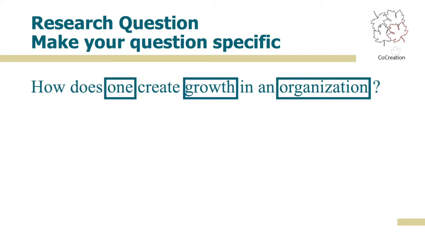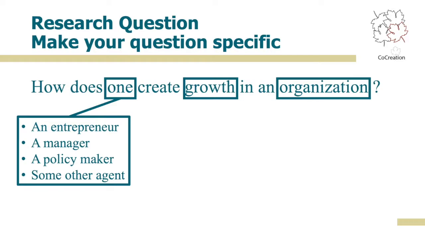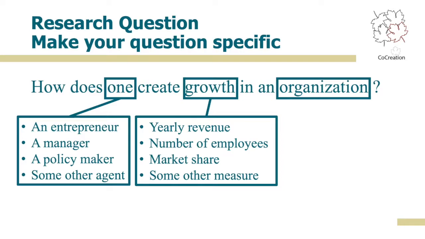Now you can ask the questions. Who is the term one referring to? Is it an entrepreneur? Is it a manager? Is it a policymaker? Or is it some other agent? You can also ask, what does the word growth refer to? Is it yearly revenue? Is it number of employees? Is it market share? Or is it some other measure?